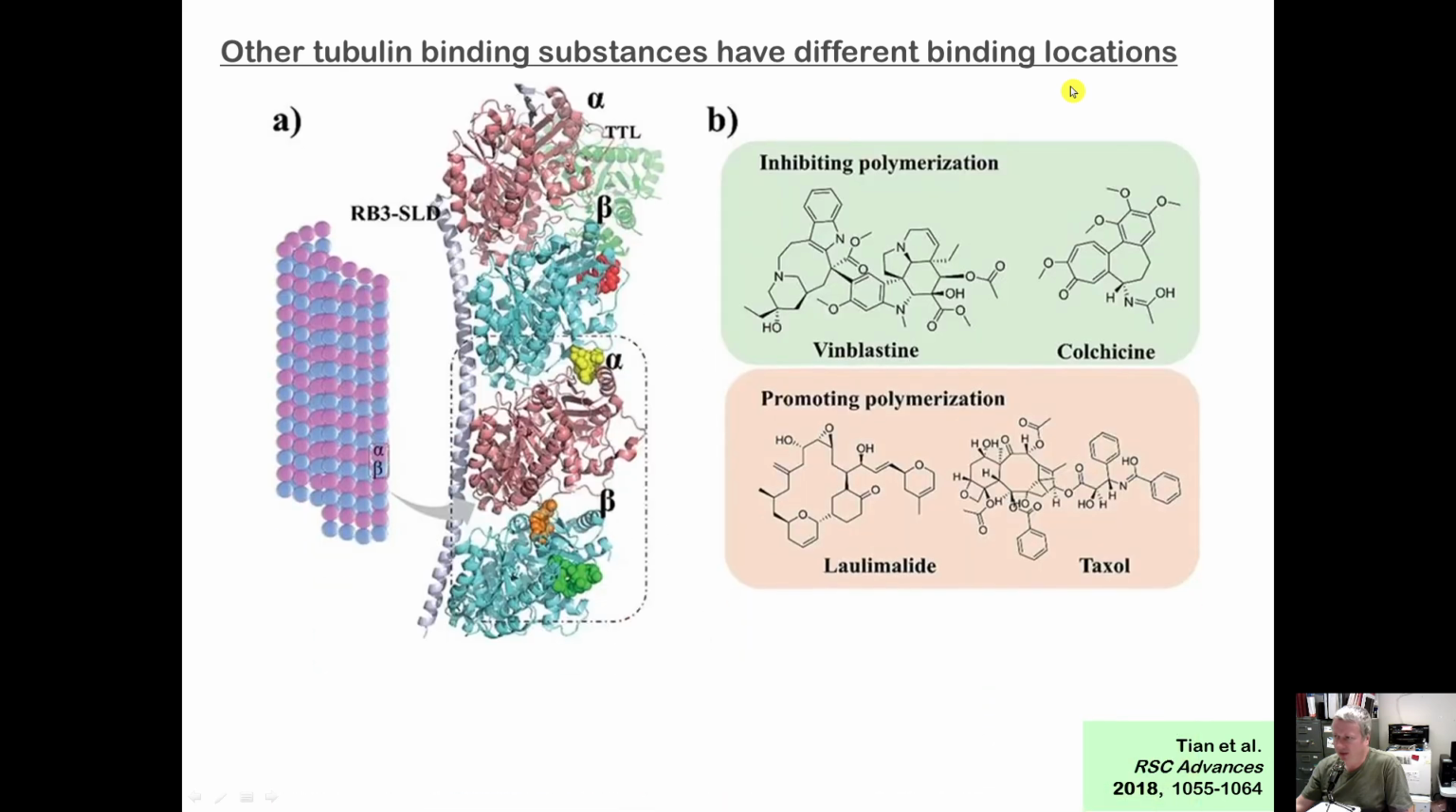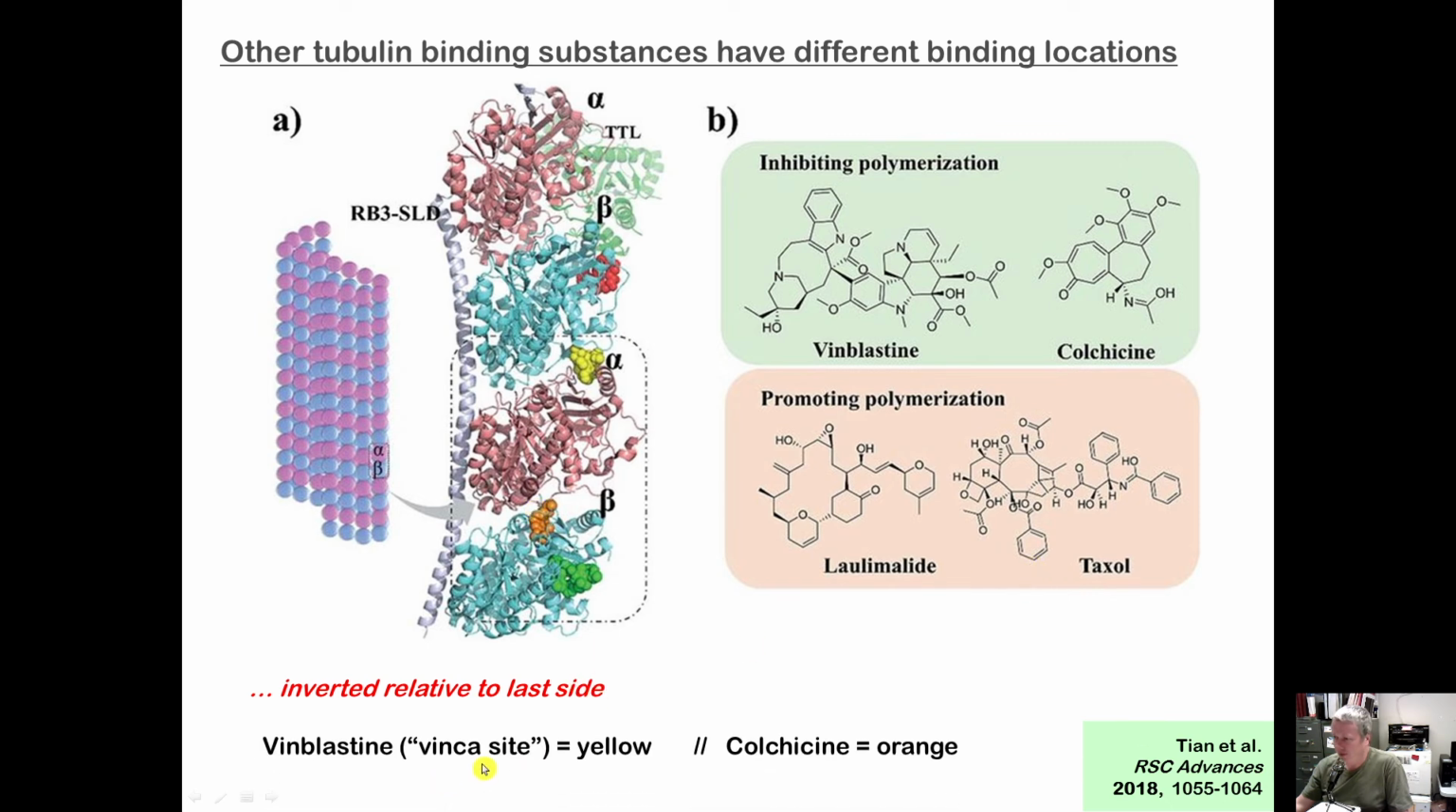Okay, so other tubulin binding substances have different binding locations. Just to show that, this shows a couple more molecules: vinblastine, colchicine, lolamilid, and Taxol. This is inverted relative to the last slide. So it shows alpha, beta, which is different than the last slide.